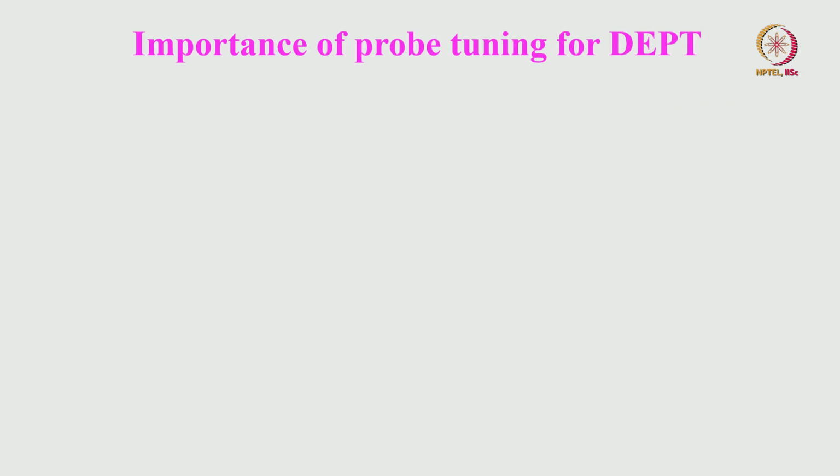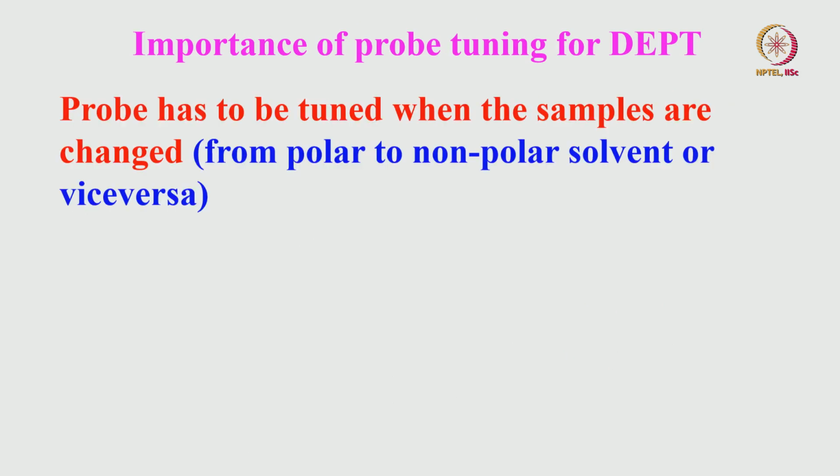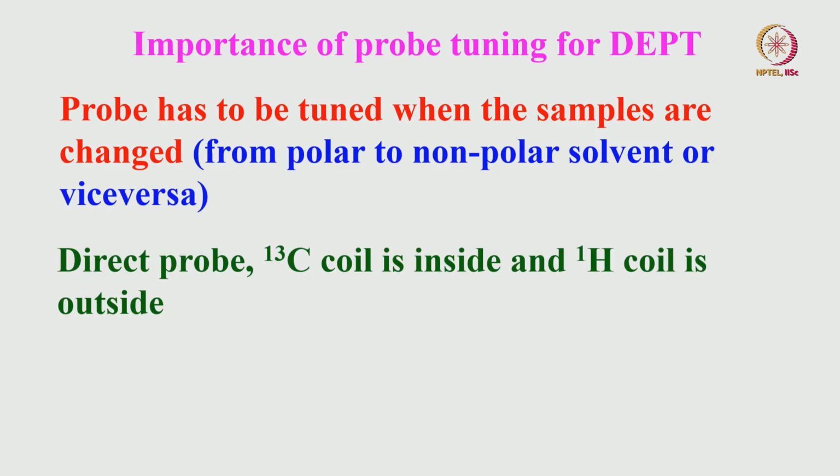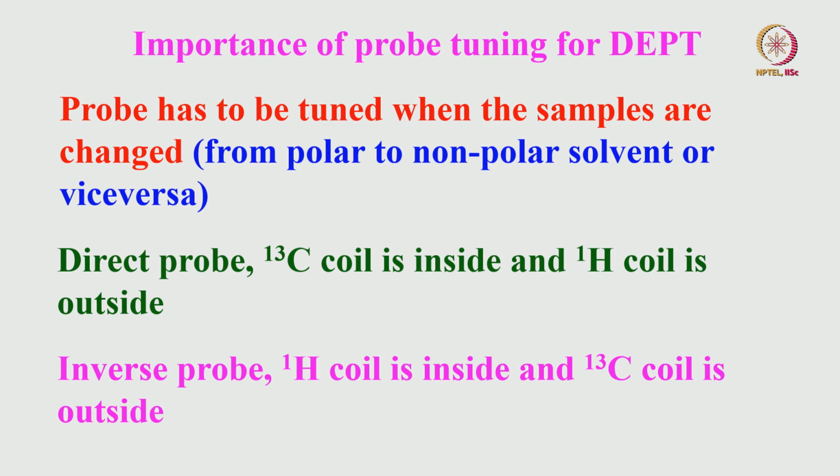The importance of probe tuning is very important for DEPT. The probe has to be tuned when the samples are changed from polar to non-polar, etc. And of course, there are two types of probes in NMR: the direct detection probe, where the 13C coil is inside and the proton coil is outside, and the indirect detection probe, the inverse probe, where the proton coil is inside and the carbon-13 coil is outside. So this is very important for all those things.